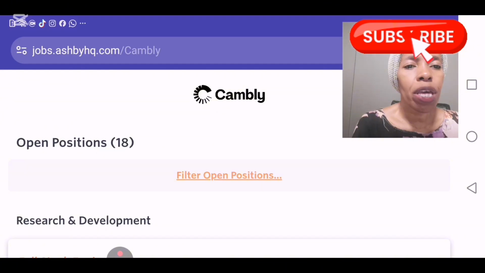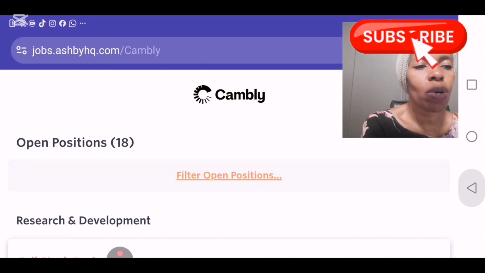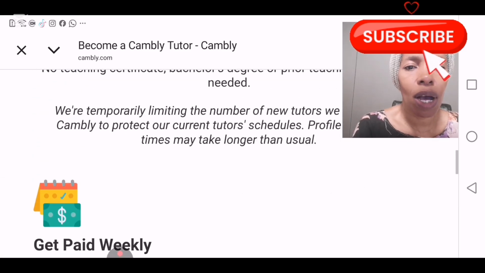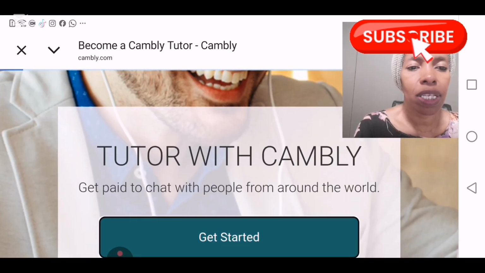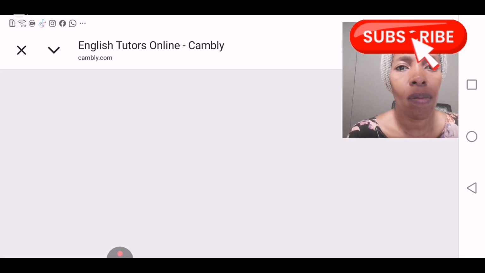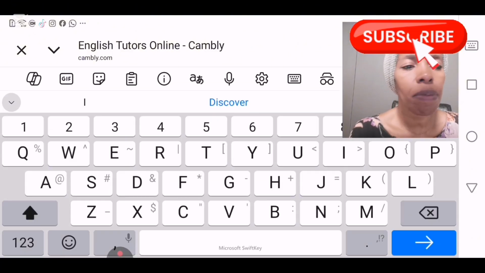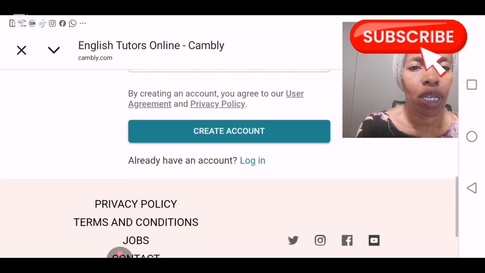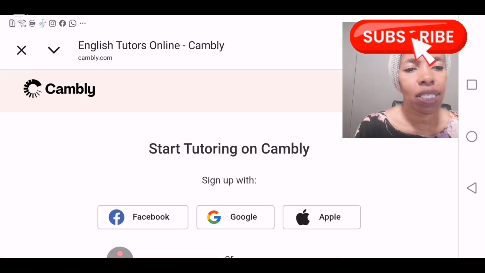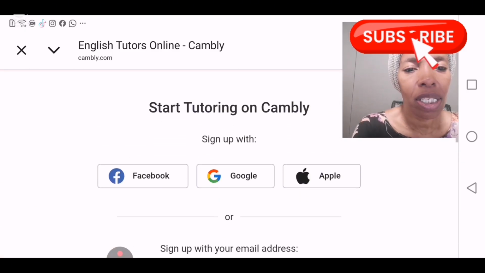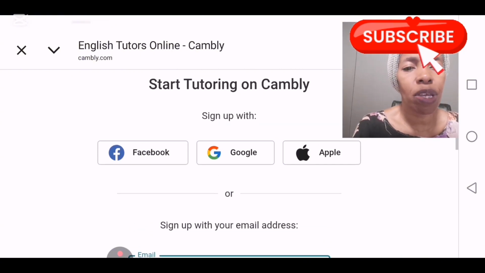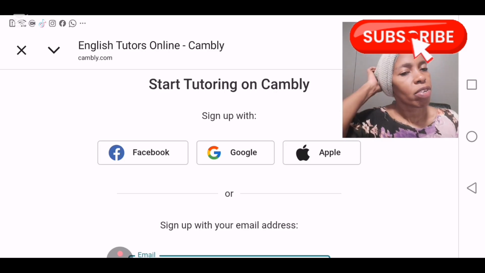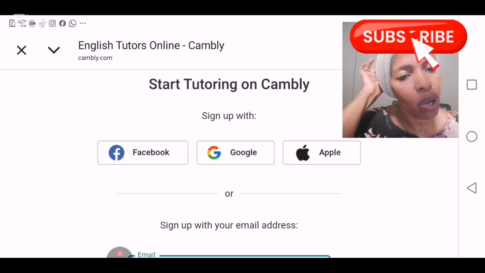Now we are looking at tutor. So what exactly do you need to do to become a tutor? Okay, let's go up there. Get started to become a tutor. It's opening up. So for you to become a tutor, you are going to start tutoring on Gambly. You're going to sign up with them either through your Facebook, your email address, your Gmail address, or your Apple address.